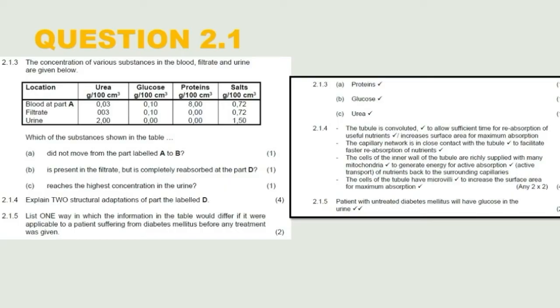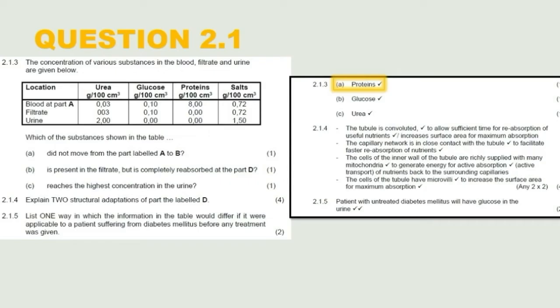Let's move on to question 2.1.3. Here they say which of the substances shown in the table did not move from part A to B, and that is the protein. If you look at the table, you will see that in the blood we had 8 grams per 100 cubic centimeters, and in the filtrate and the urine there was 0. Proteins are too large, the molecules are too large to move through the micropores of the glomerulus.